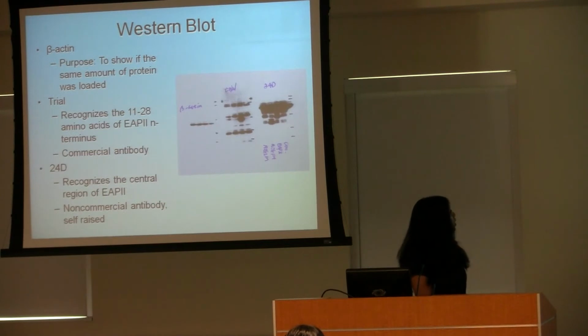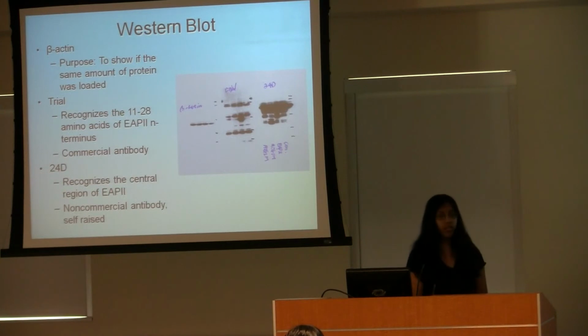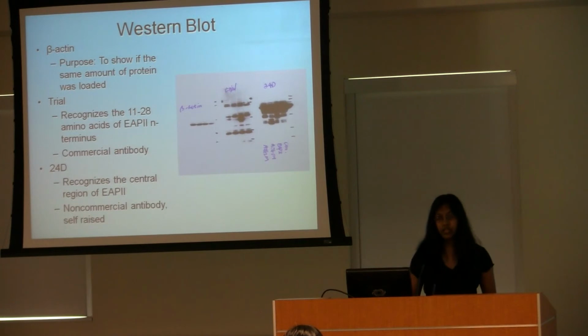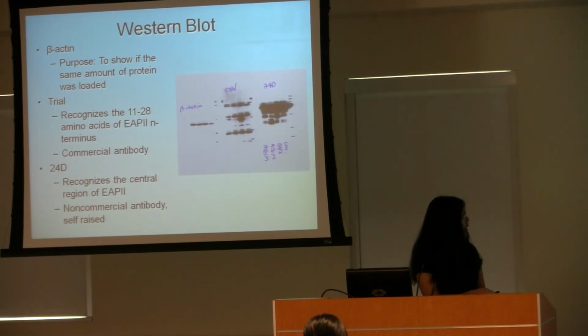Let's see. So for beta-actin, you can see that it's been loaded the same amount. That was the point of the beta-actin. Trial recognizes the N-terminus, which therefore would recognize the short form of EAP2. However, in this example, you can see right there, there's nothing in that spot, concluding that Trial did not find the N-terminus. And 2,4-D, that recognizes, as we see here, this is the short form of EAP2, and this one right here is the long form of EAP2 due to ATG1 and ATG2 mutants.